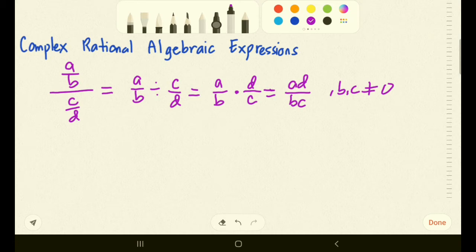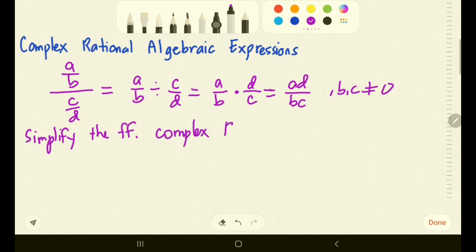Now let's have examples. Simplify the following complex rational algebra expressions. Let's have your fraction first. You have 3 over 5 plus 1 over 5 all over 4 over 7 minus 1 over 7.